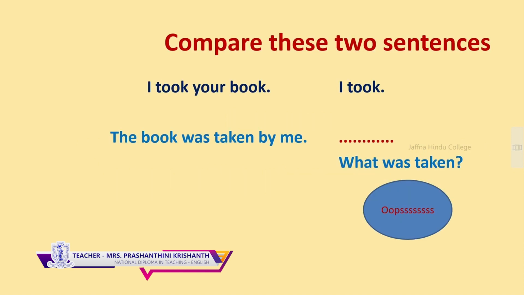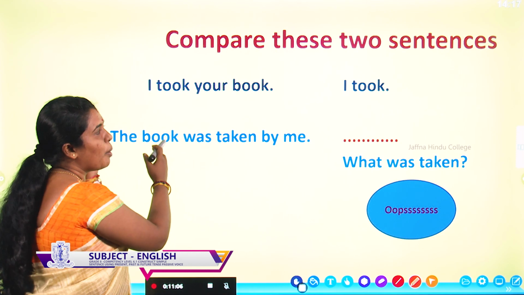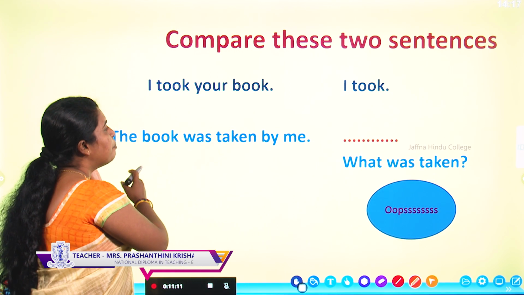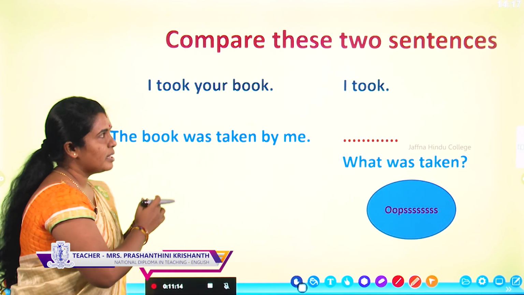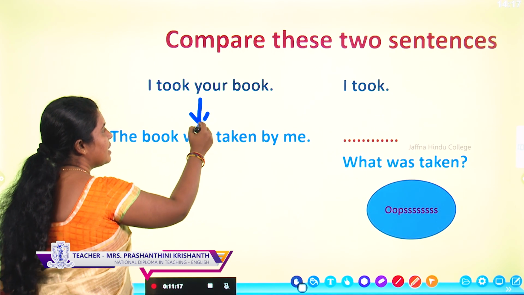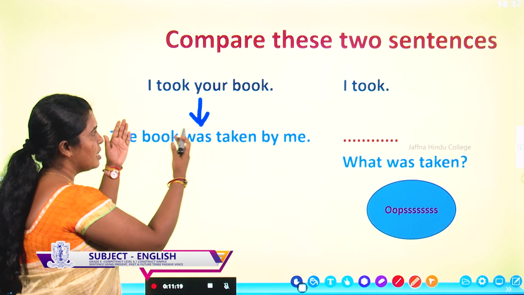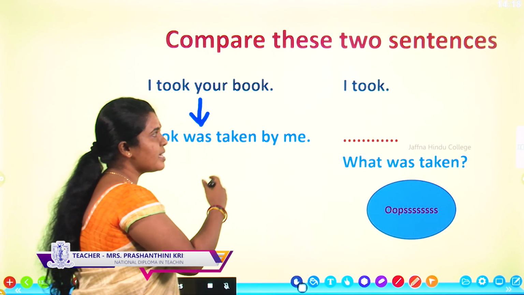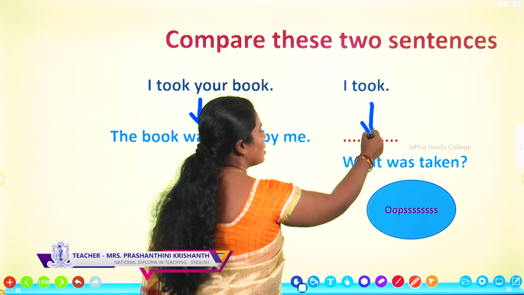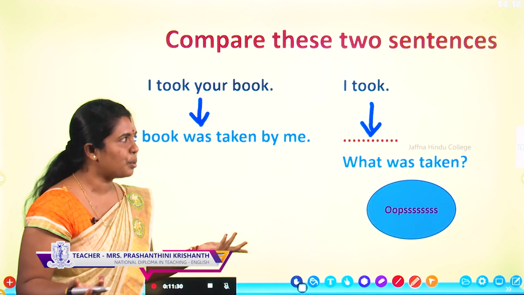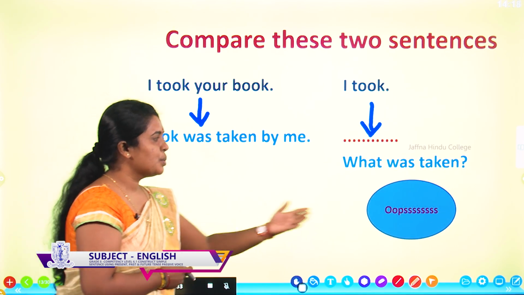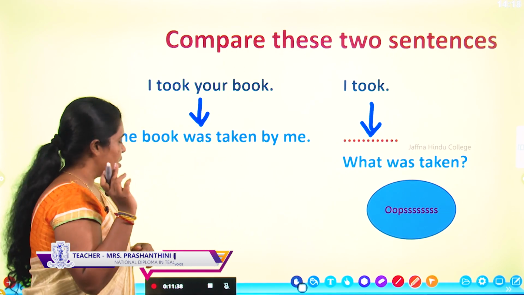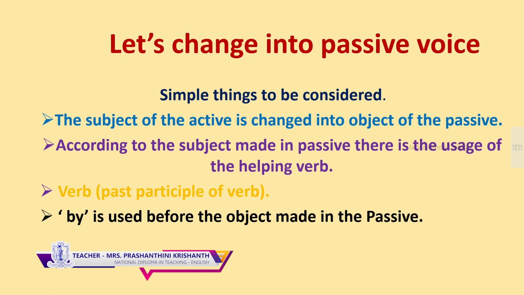Right, compare these two sentences. I took your book. This side, I took. Okay? The book was taken by me. So the first sentence is changed, right? It is changed into passive voice. The book was taken by me. Look at this second one. I took. What was taken? We don't know, right? There is no direct object. So we can't change this into passive voice, right? So I hope it is clear for you now.